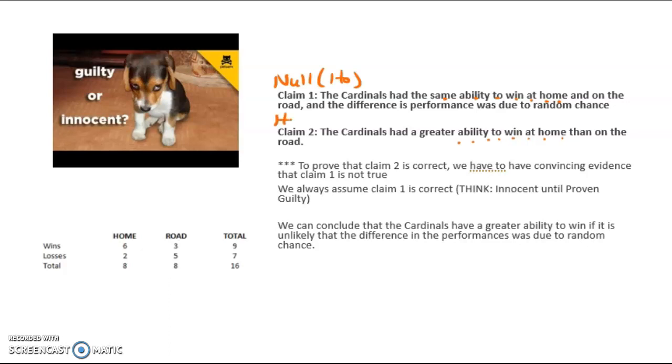So this is going to be the Ha. This is your alternative, saying that you have a greater ability to win. We can conclude the Cardinals have a greater ability to win if it is unlikely that the difference in performances was due to random chance. We're going to need to take random chance out of the whole equation. So let's get to the data. We've been here before. The home winning percentage was 75%, if I remember right, and the road was 38%. So it definitely looks like a decrease. Let's move on to the next slide.